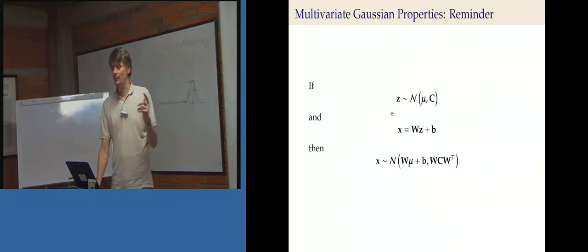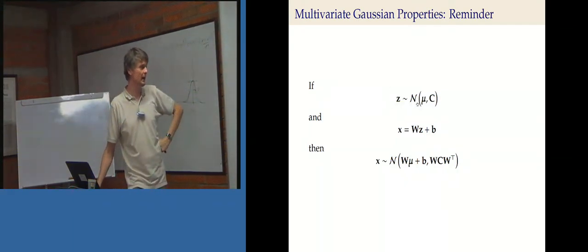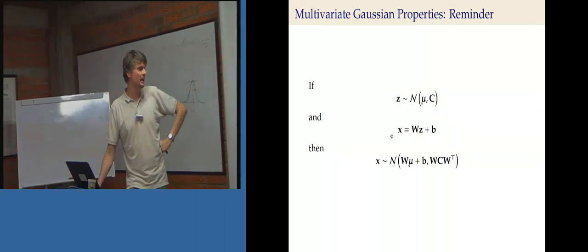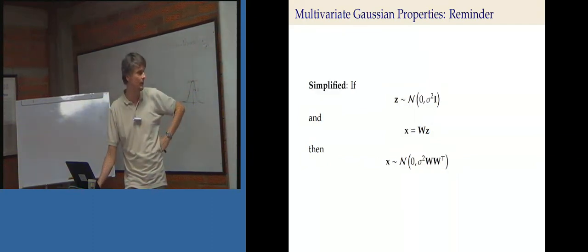Remember the multivariate Gaussian properties. If z is drawn from a Gaussian distribution, and x is given by z multiplied by a matrix W plus some bias b, then we know that x is also Gaussian distributed, with the mean given by W mu plus b, and the covariance given by W C W transpose. Just a reminder of those multivariate Gaussian properties that underpin pretty much everything we're doing. And there's the simplified form.